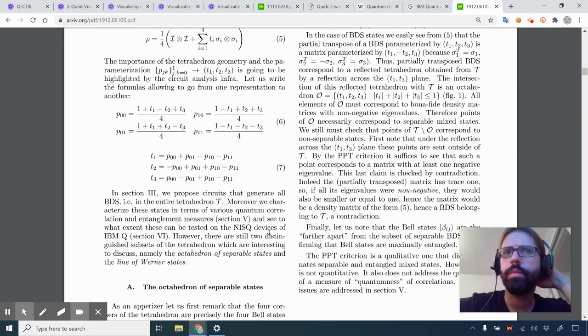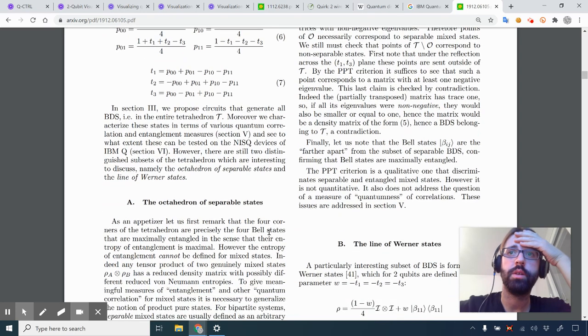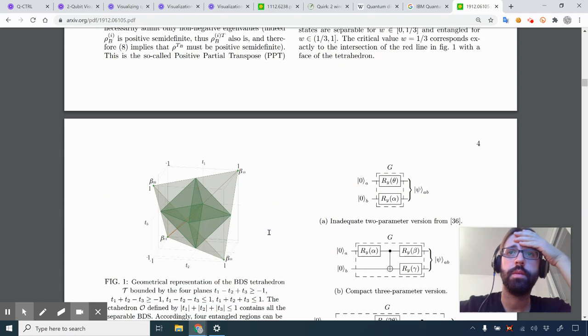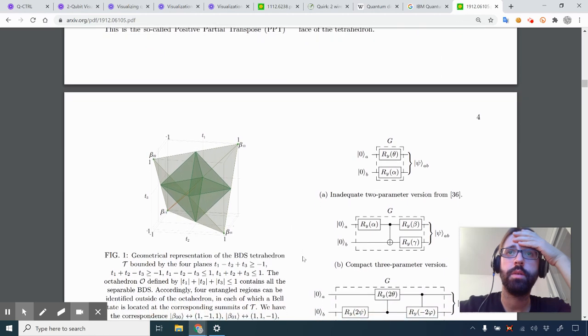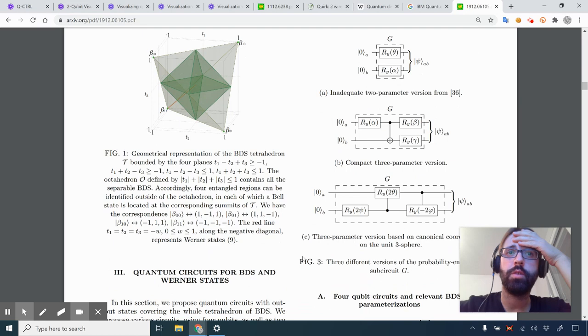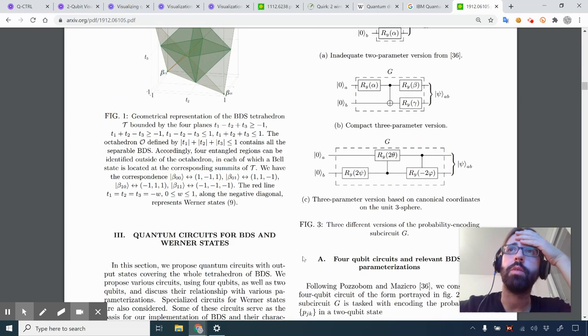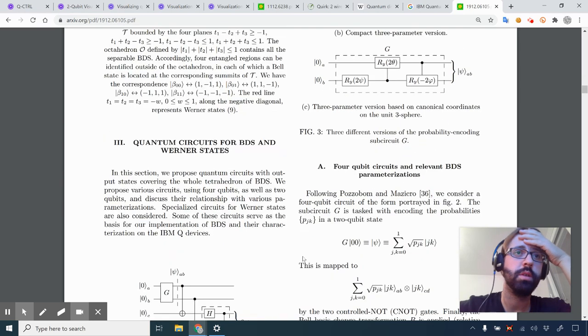The octahedron of separable states. Quantum circuits for BDS and Werner states. Inadequate two-parameter version. Compact three-parameter version. Three-parameter version based on canonical coordinates.